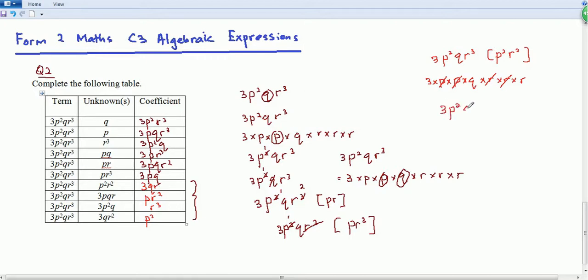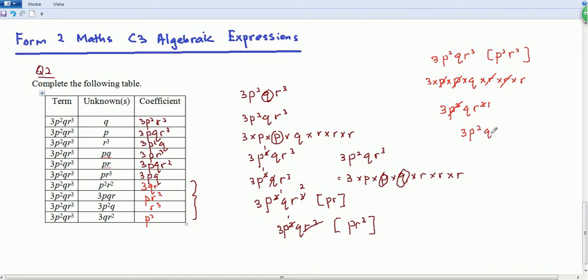If you don't want to write it out, you can just do it this way. It's very simple and easy. p² cancels p², r² cancels, but here is q. You cancel 2 from 3, 3 minus 2, you have 1 left. So it's 3qr.